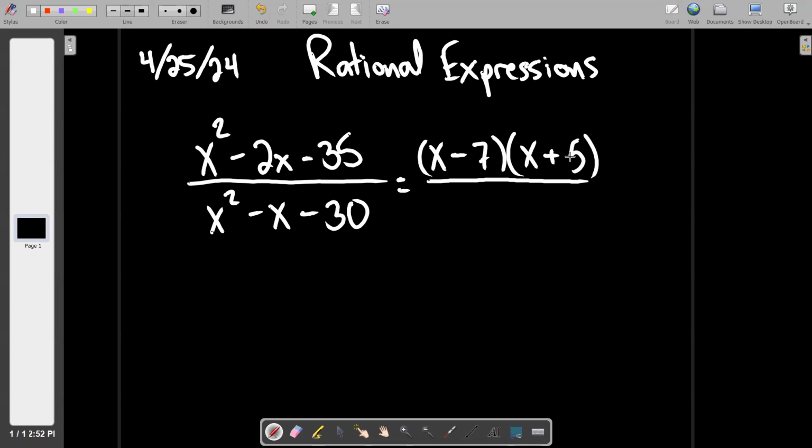x minus 7 times x plus 5. So now you have two factors on the top. The things in parentheses become what we call factors, and they become cancelable items. And then I'm going to factor the bottom into what?